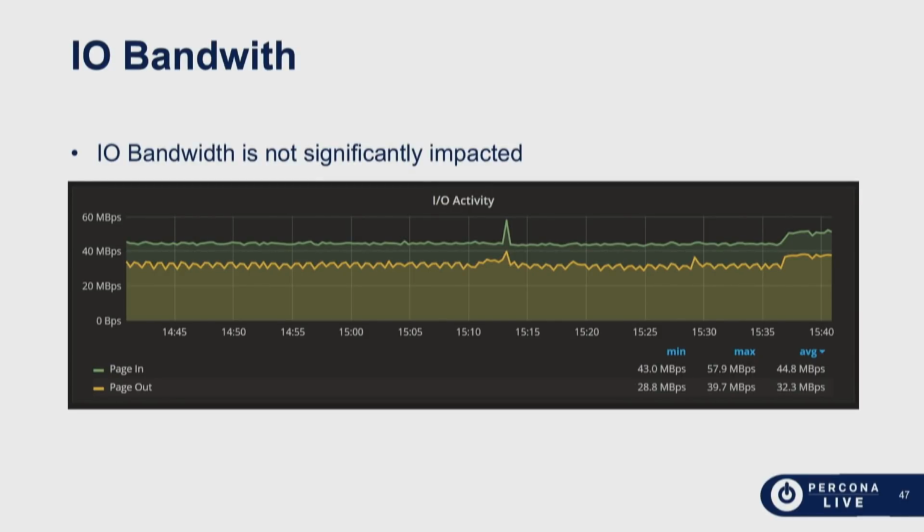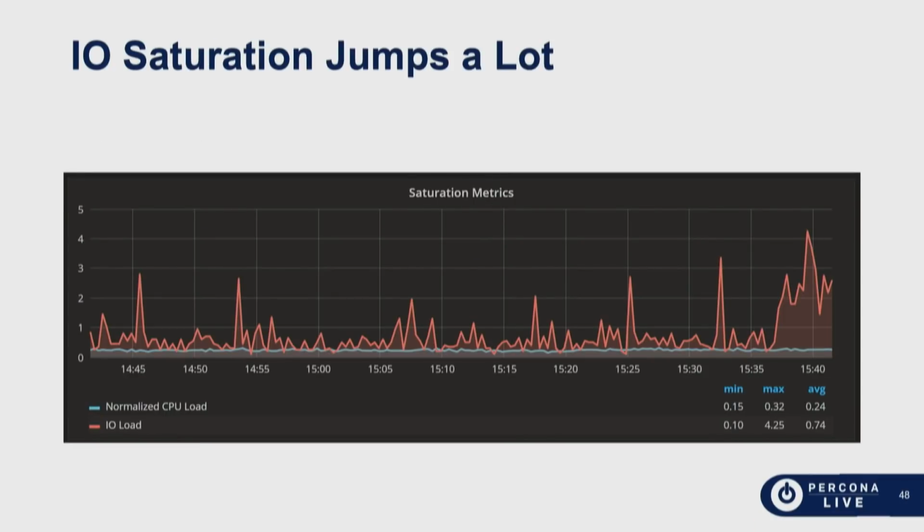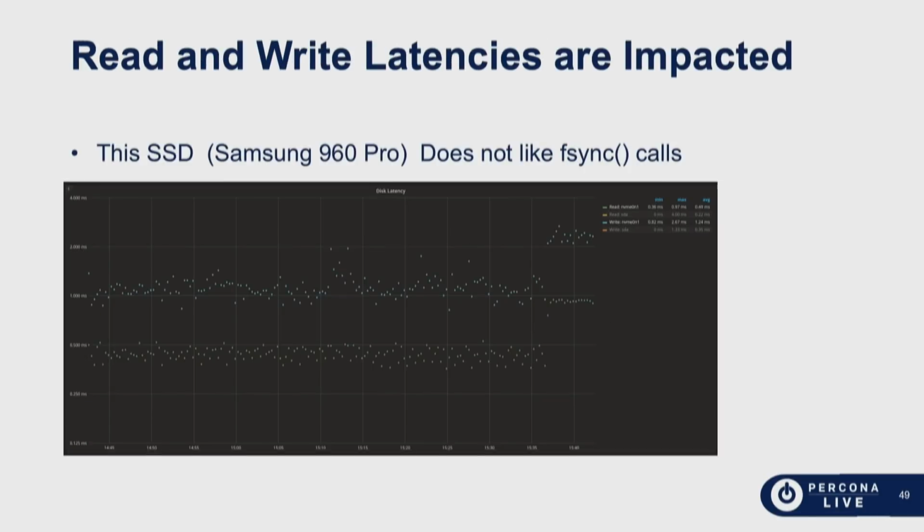Now, the first thing which is interesting is that if you increase durability, we don't see a lot of I/O increase, right? And that is quite interesting. You would imagine, oh my gosh, you have to have a lot more I/O. Not really, at least in terms of throughput. But what we can see in our saturation metrics is that the I/O load really spiked a lot, compared to when innodb_flush_log_at_trx_commit was 0.